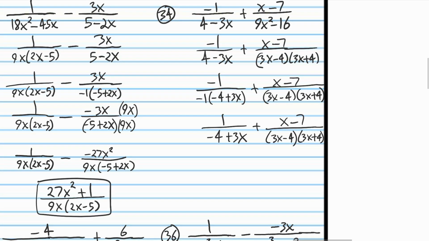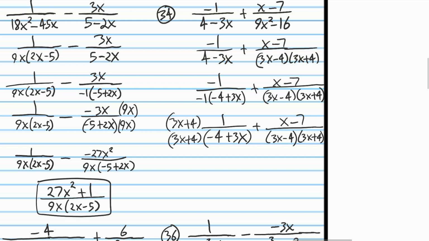All right, so now we have a common factor. Negative 4 plus 3x is the same thing as 3x minus 4. So we can see all we have to do is multiply both sides of this fraction by 3x plus 4. And then that'll give us a common denominator. And please put parentheses around it.